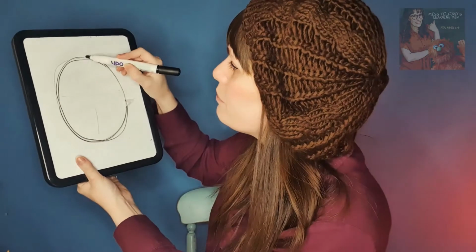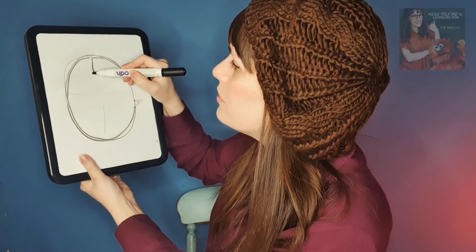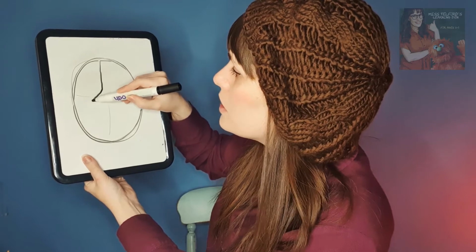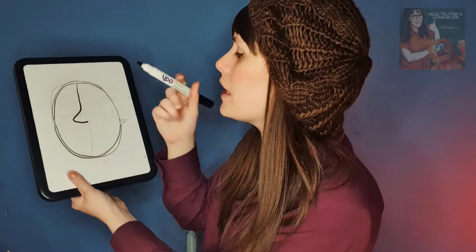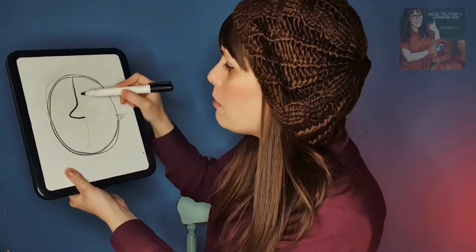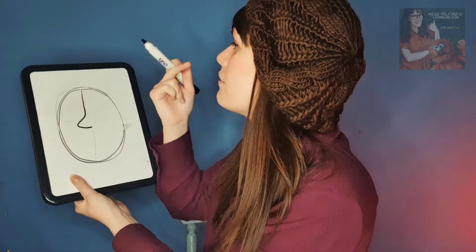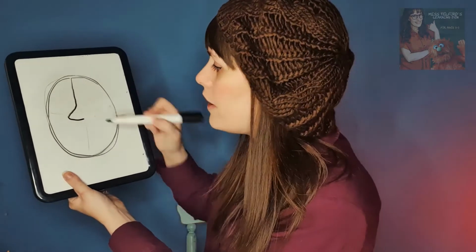So what we're going to do is go down and give it a nose to the side. You can make it really pointy or round, just as if you were seeing it from the side. So, a profile nose.